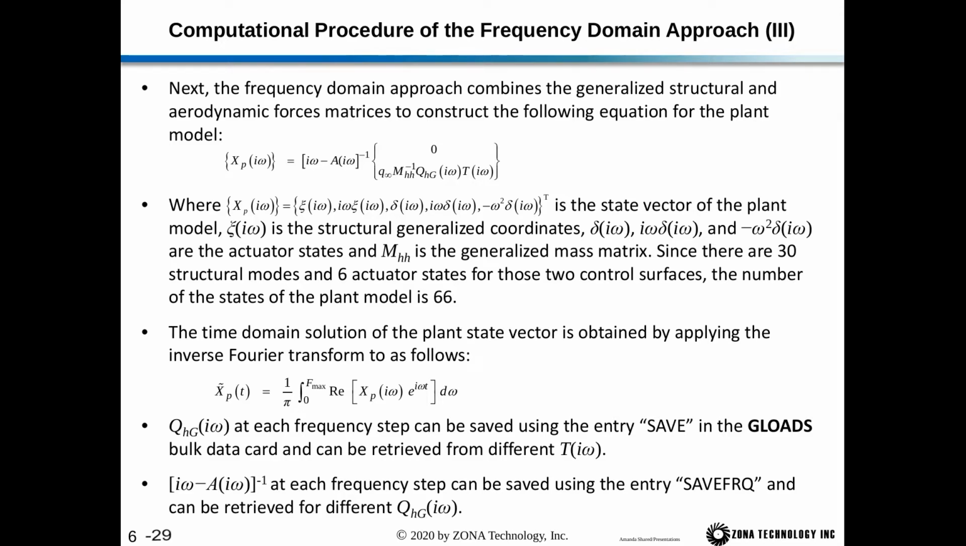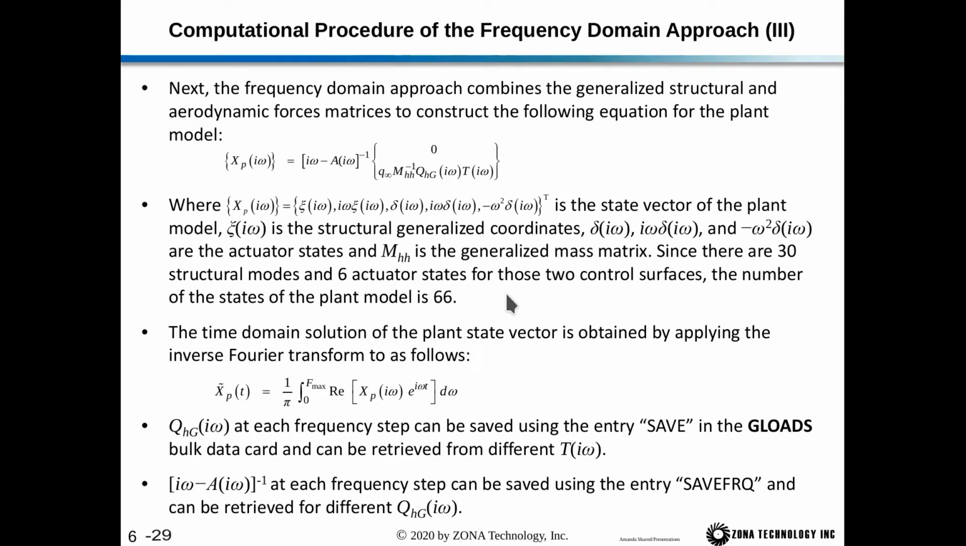So we're going to review here the computational procedure in the frequency domain approach. So the frequency domain approach combines the generalized structural and aerodynamic force matrices to construct this equation for the plant model. Now XP is made up of Xc and delta, and that's the state vector of the plant model. Xc is the structural generalized coordinates, and then I omega times Xc would be the velocity. Delta is our actuator states. MHH is the generalized mass matrix.